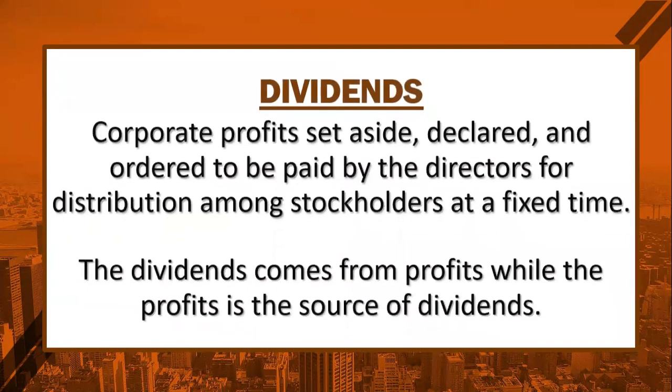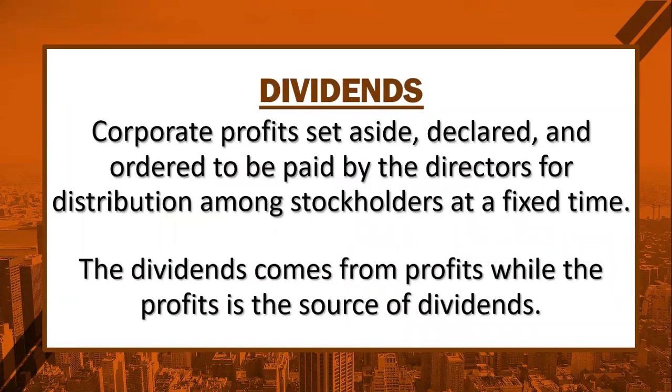So to further understand Section 42, let us know the concept of dividends. Dividends are corporate profit set aside, declared, and ordered to be paid by the directors for distribution among stockholders at a fixed time. So ano naman ang pinagkaiba niya sa profits? When we say dividends, it's a portion of the profit or net earning which the corporation sets aside for ratable distribution among the stockholders. The dividend comes from the profits, while the profit is the source of the dividends. While yung profit is not a dividend, magiging dividend lang siya when it is so declared or set aside by the corporation for distribution.